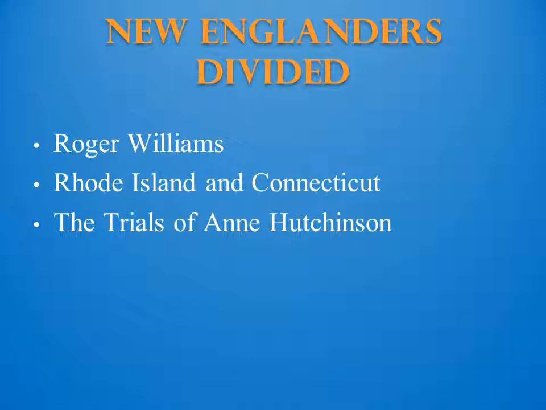Williams and his followers then founded Rhode Island, which became a beacon of religious freedom. There was no established church, no religious qualifications for voting. Other religious dissenters went on to found the colonies of Hartford and New Haven, which became the colony of Connecticut in 1662.